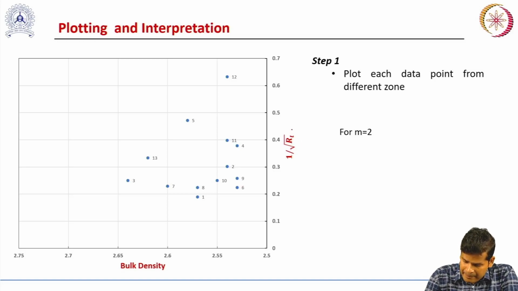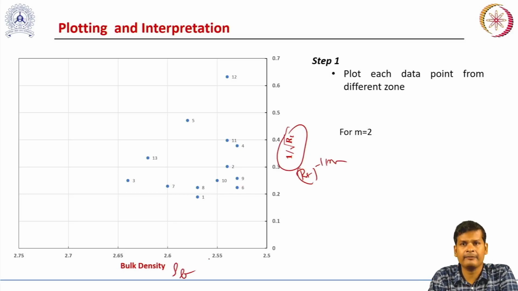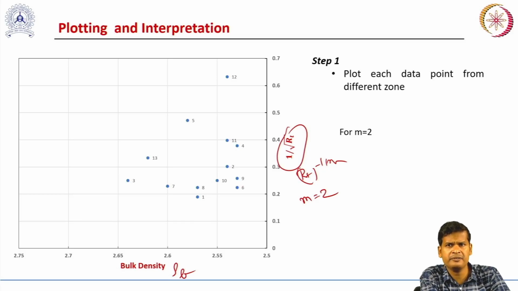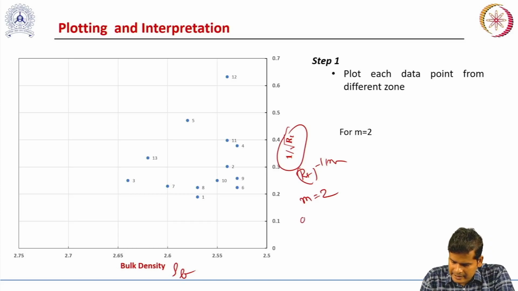So you can see I have already plotted in terms of RT raised to the power minus 1 by m and the bulk density. So I have taken m here as 2. M is assumed to be 2. If it is already known, you can use that value of m. So for this example, I am assuming that the formation has a cementation factor of m equal to 2 and a equal to 1.